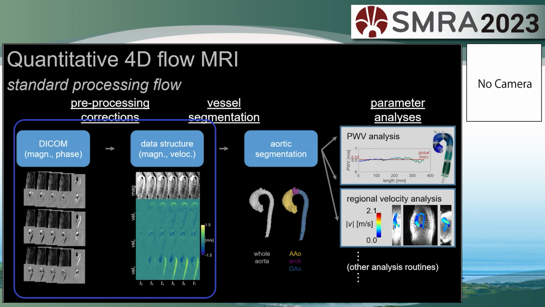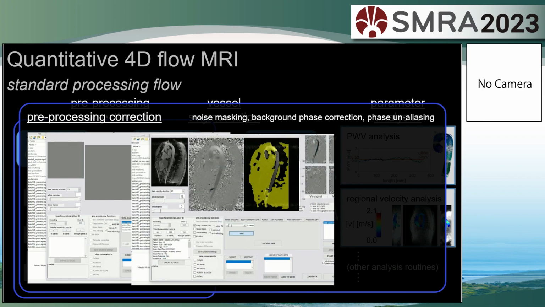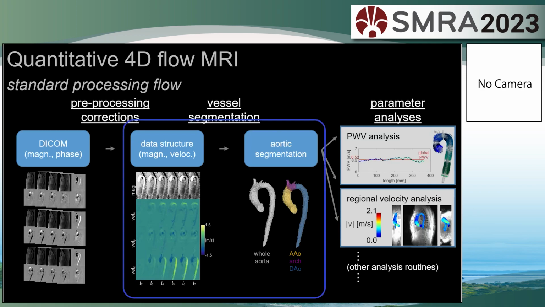So zooming in a little bit on some of the pre-processing steps, this entails noise masking, background phase correction, and phase aliasing. First, we have to load the data. This can take some time. We have to set some thresholds manually. And then maybe we have to look for any phase wraps that need correction as well. So that's quite time consuming.